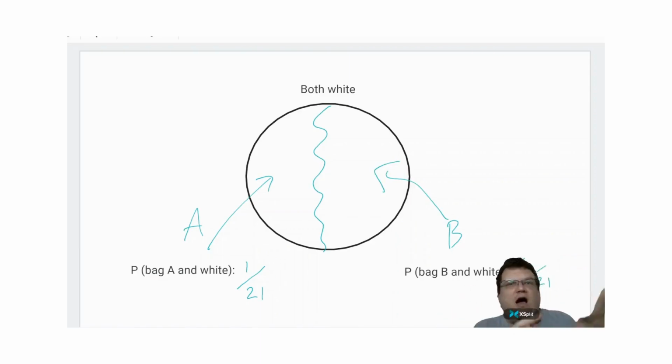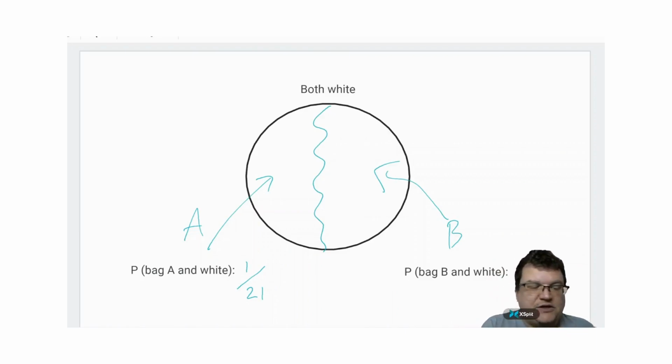So if 50-50, half of them came from bag A, half of them came from bag B, then the probability would be a half. But actually that's not the case, because if you look deeper into the probabilities, the probability that we chose bag A and got 2 white balls is 1 out of 21. And the probability when we choose bag B is 4 out of 21. So it's far more likely that we get 2 white balls if we chose bag B.